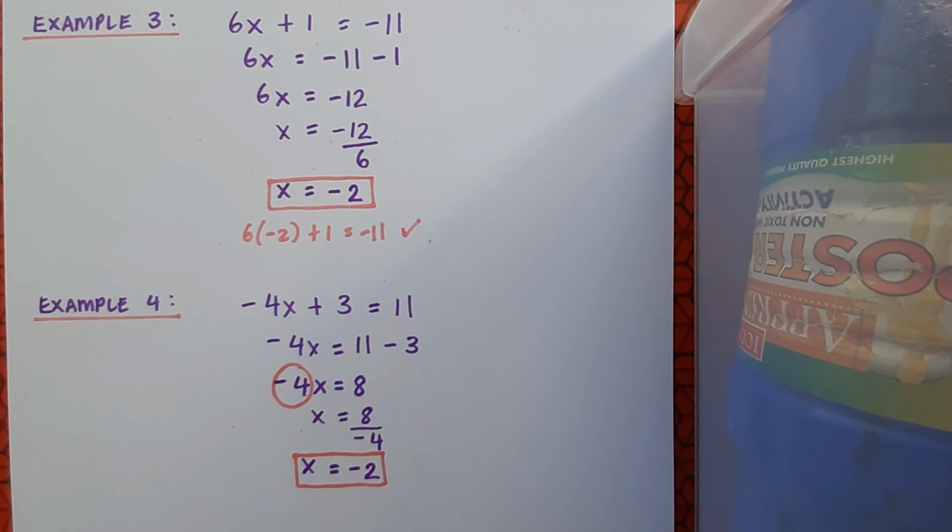And I'll just verify that that solution is correct. So I'll type in the left-hand side of this equation down here. Minus 4 times minus 2 comes out as plus 8. Plus 3 gives me 11, so I'm definitely correct. So x equals minus 2 is definitely my solution.